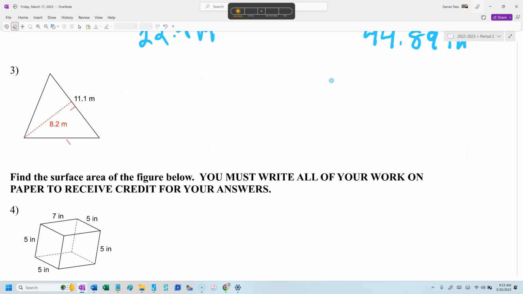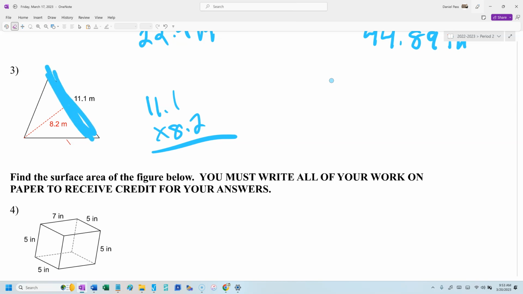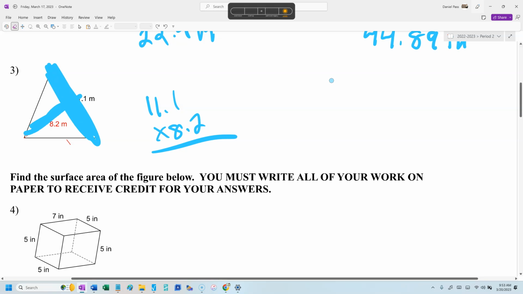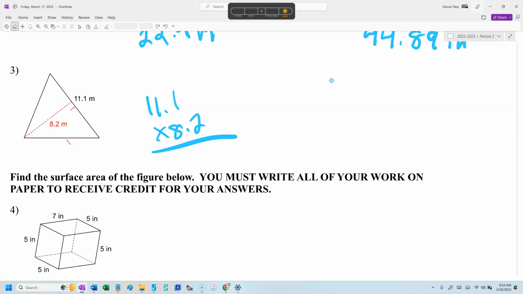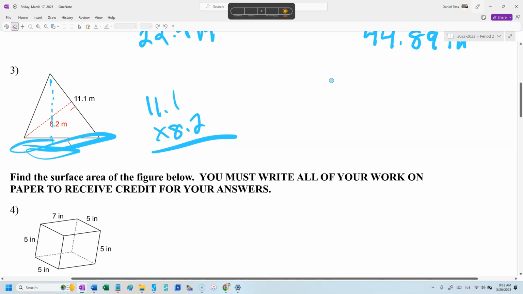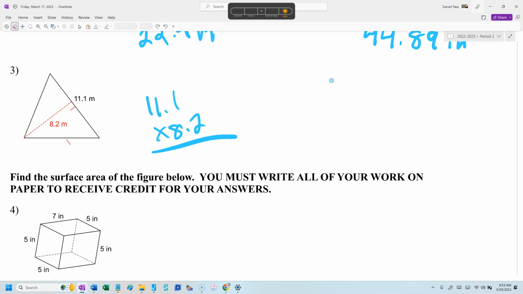How do we do this one? 11.1 times 8.2. Now this one's a little bit weird because it's kind of turned. But this is the base for this one. If they could have given us the height like this, but they didn't, then that would have been the base. Does that make sense? So our base is turned to the side, unfortunately, but that's okay. So what do we get? 91.2. Are we done?